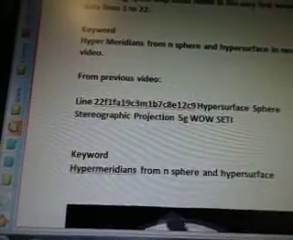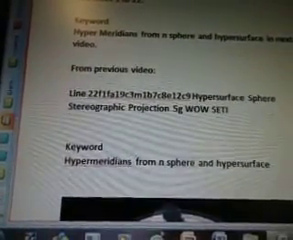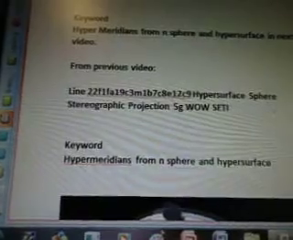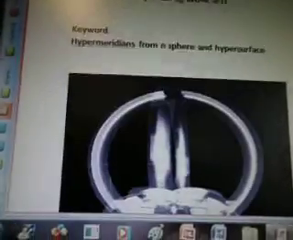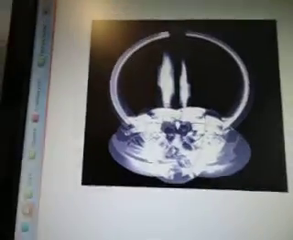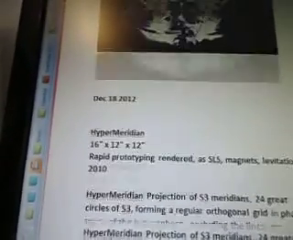So from the previous video, line 22f1fa19c3m1b7c8e12c9: Hypersurface, Sphere, Stereographic Projection, 5G, Wow, Seti. So the keyword hypermeridians is from N-sphere and Hypersurface. Isn't that a pretty picture? Cool design, eh? So December 18th, Hypermeridian.